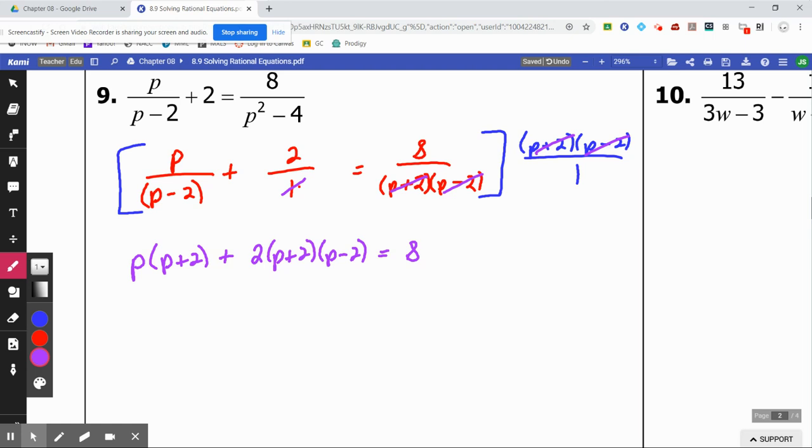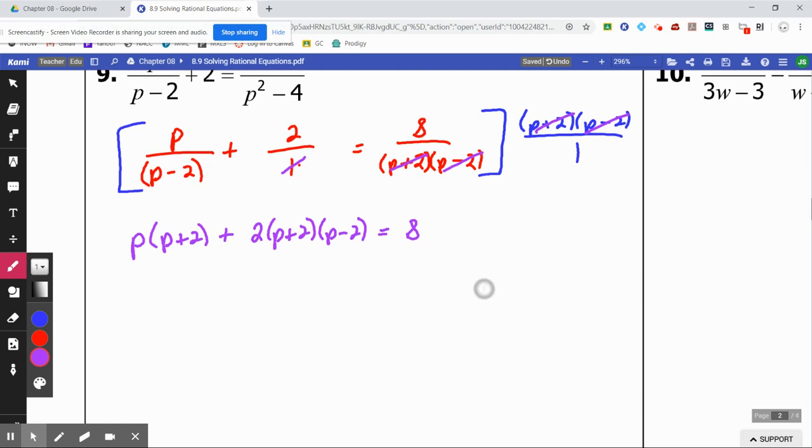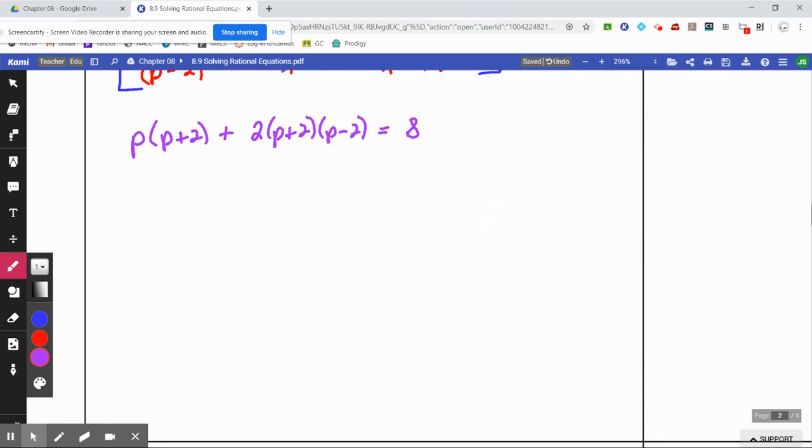And notice, since I chose the common denominator that I did, every bottom on every one of them canceled. And that's the reason you have to include something that's going to cancel with everything that's on the bottom, or it's going to be pointless. We're trying to completely remove bottoms. So here I have p times p plus 2, which would be p squared plus 2p. Now we just have a basic equation. Plus, now this is p squared minus 4. Now I got to multiply that by 2. That'd be 2p squared minus 8, and that's equal to 8.